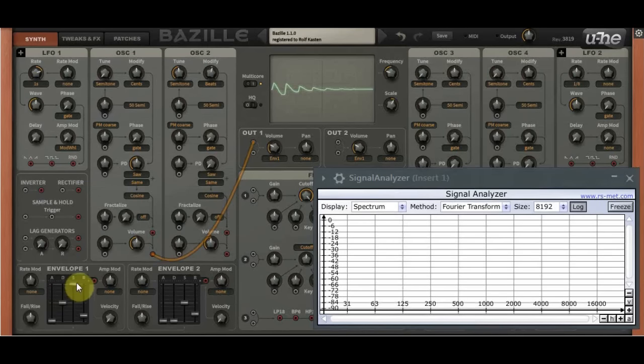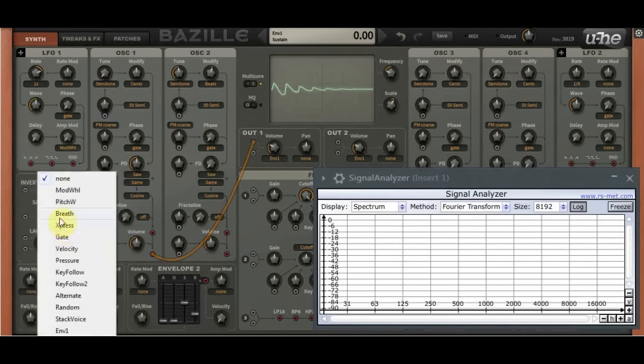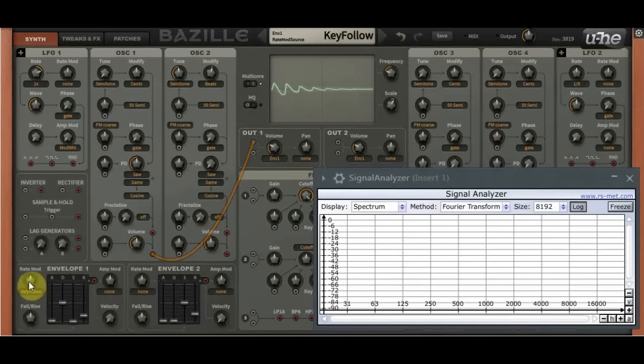Third, the function of the rate mod knob in the envelopes. In simple words, rate mod changes the time the envelope needs to proceed through all of its stages. When I set rate mod to key follow and turn the knob to the right, positive values, the envelope needs longer with higher notes. When I turn it to the left, all time-based stages of the envelope are shorter.